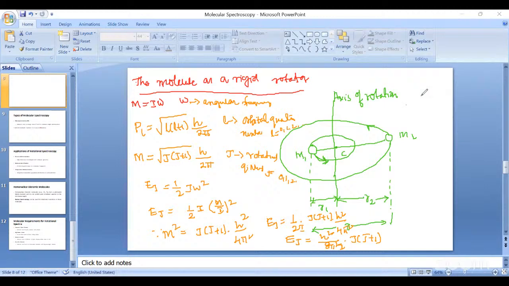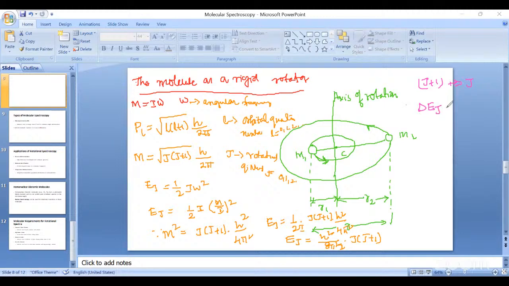If the transformation is occurring between the j plus 1 level to j level, that is, between the j plus 1 to j energy level, then the energy difference we will be calling delta EJ. So the energy difference we will be representing with the delta EJ.